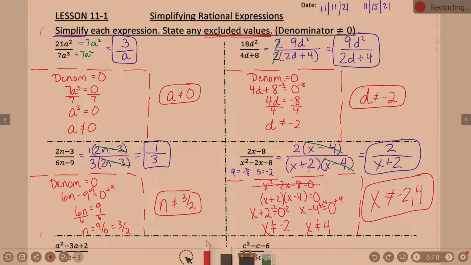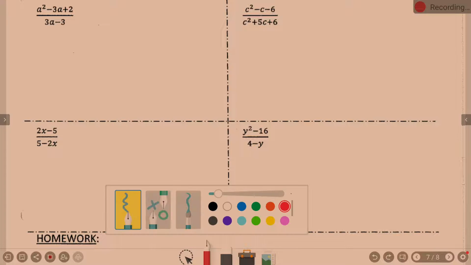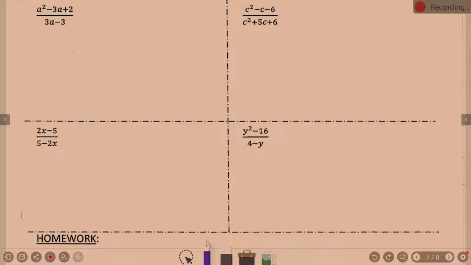Okay, you ready for the bottom half of this page? a squared minus 3a plus 2 over 3a minus 3. The top factors into the parentheses.